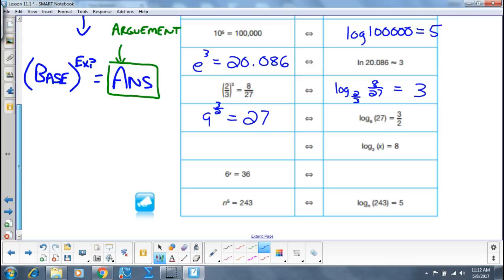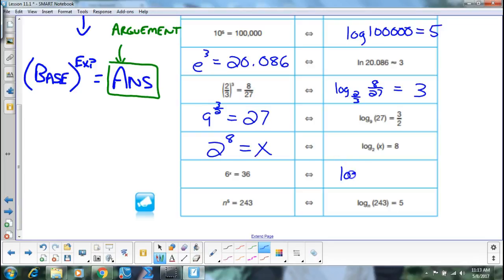Anybody? 2 to the 8th power equals x. Next one. Log base 6 of 36 equals x. X would equal 2 there, yeah?